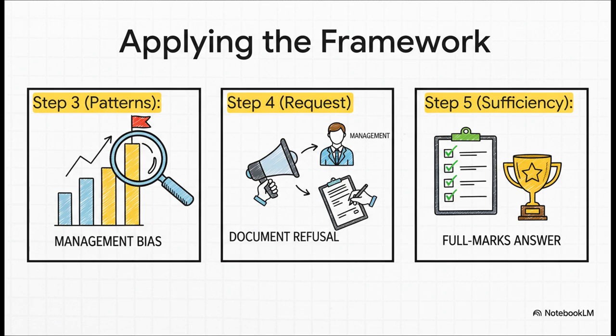Step 3, are there any patterns here? That $120,000 overvaluation of the brand? That could be a red flag for management bias. Are they trying to make the brand look way stronger than it actually is? Step 4, we must formally request that management corrects both of these errors, and if they refuse, we write it down. And finally, step 5. Is our evidence sufficient? In this case, yeah, it seems to be. The errors are clear, and we can form a conclusion. Now that is a full marks answer.